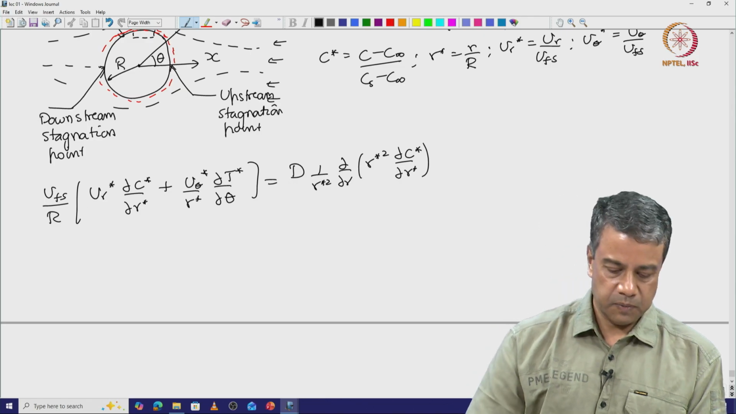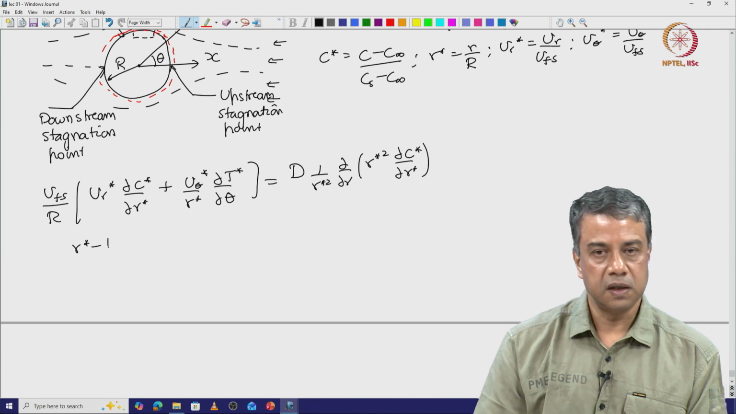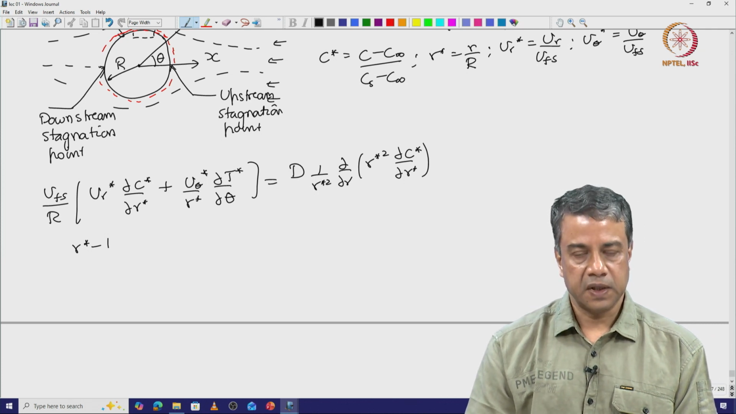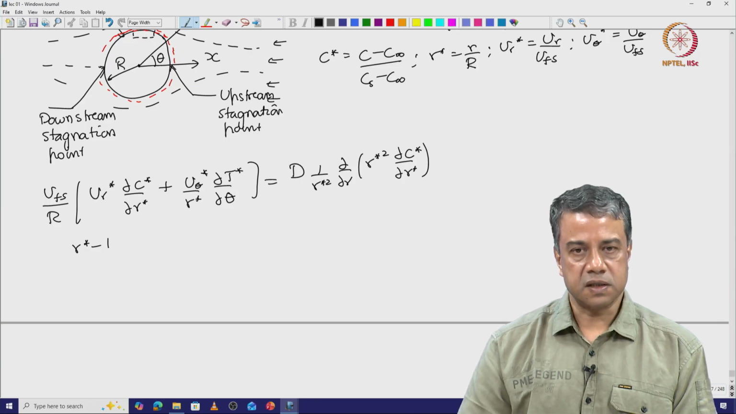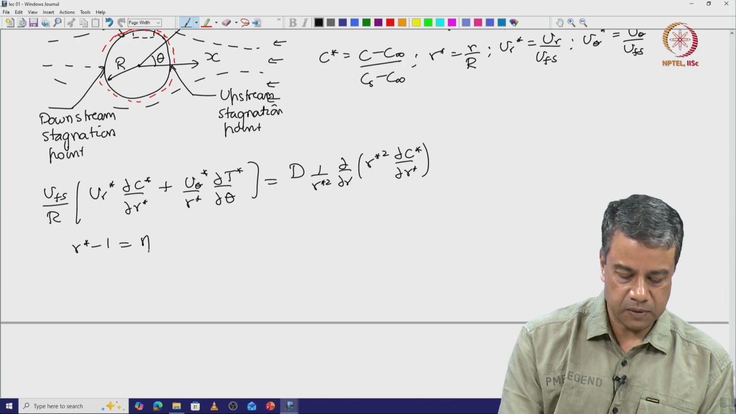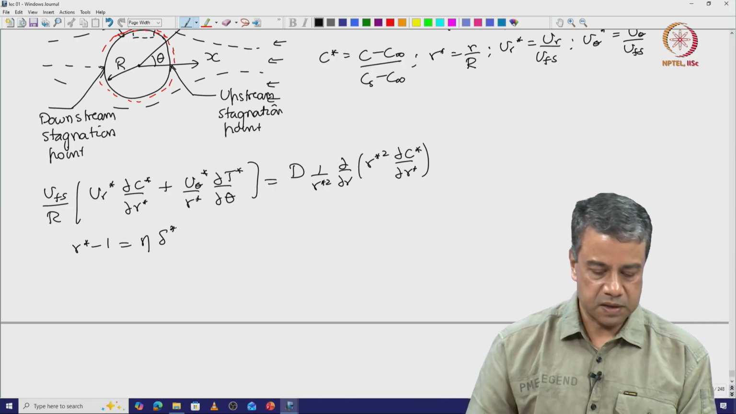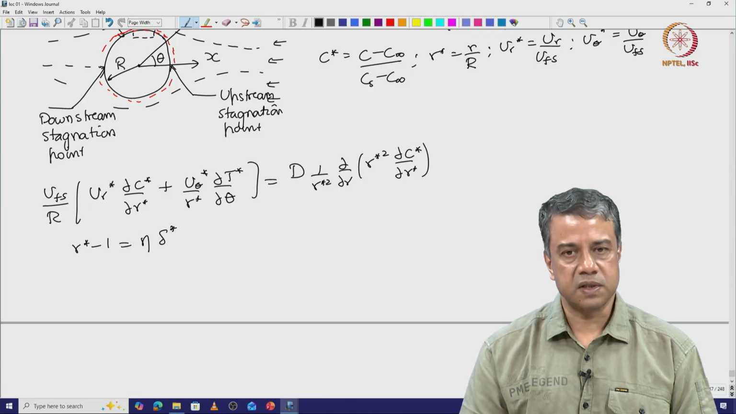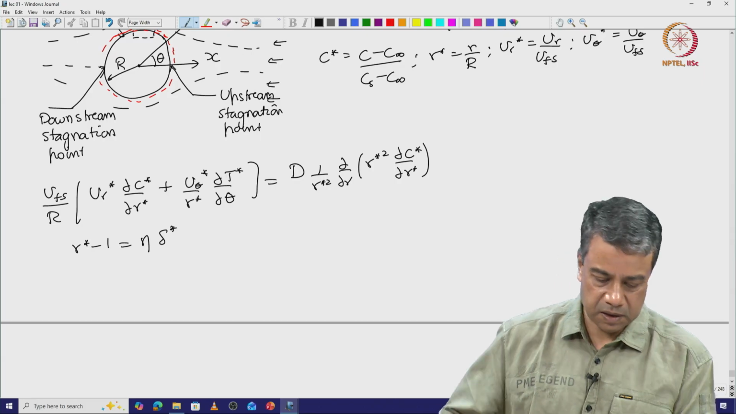Within the boundary layer, we make the assumption r star minus 1, the distance from the surface. R star is equal to 1 is the location of the surface, r star minus 1 is the distance from the surface, is equal to a similarity coordinate times a boundary layer thickness. This is a scaled boundary layer thickness, which is only a function of the theta coordinate.